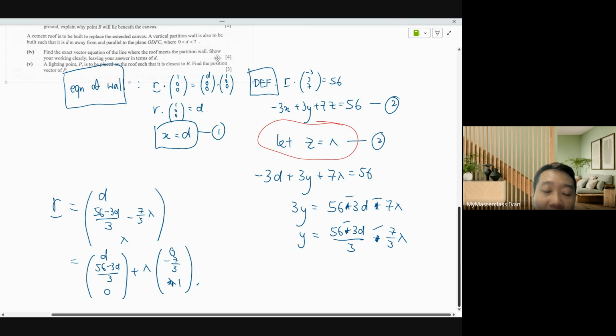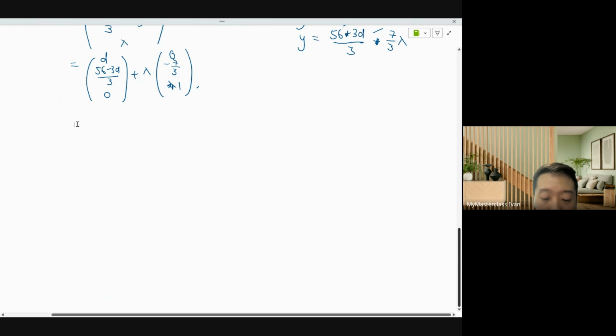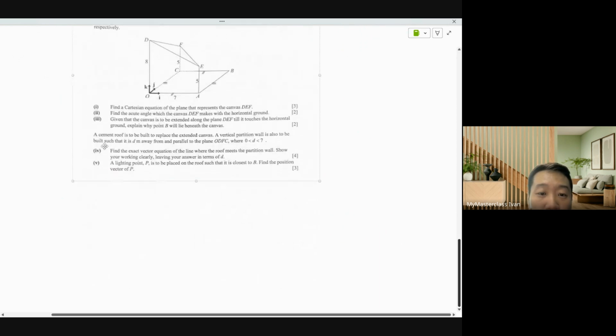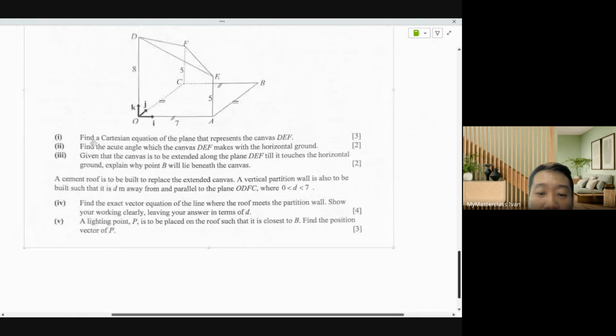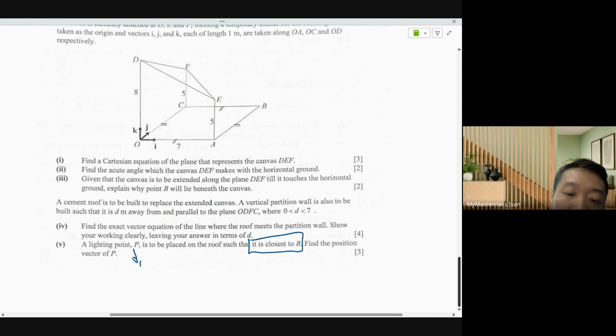The last part is actually pretty simple, but if you don't draw it correctly, then it's hard to do. A lighting point P is put on the roof such that it is closest to B. A point to be closest to another point, we are looking for what? Perpendicular, right? Perpendicular to B. Understand?